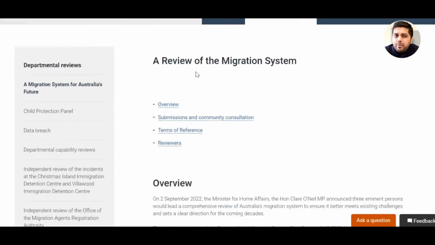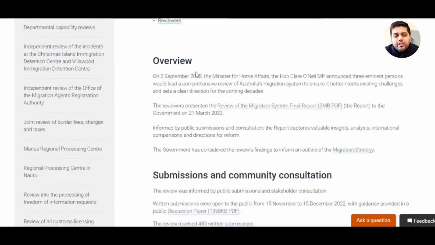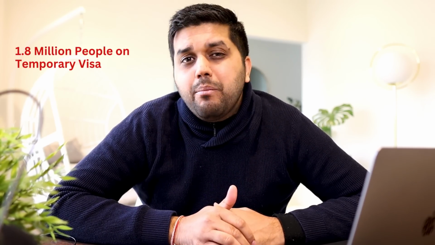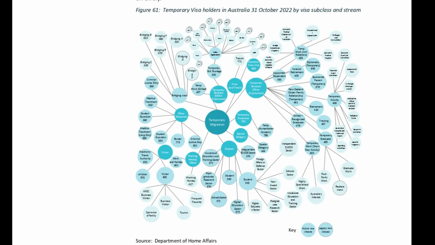Now, after completing their review, the reviewers presented their final report to the government on 21st of March 2023, and they proposed a total of 38 changes to Australia's migration program. The review largely focused on Australia's biggest migration problem, which is having permanently temporary workers, with nearly 1.8 million people on temporary visas here in Australia. Temporary visas like student visas, working holiday makers, and many other temporary visas.